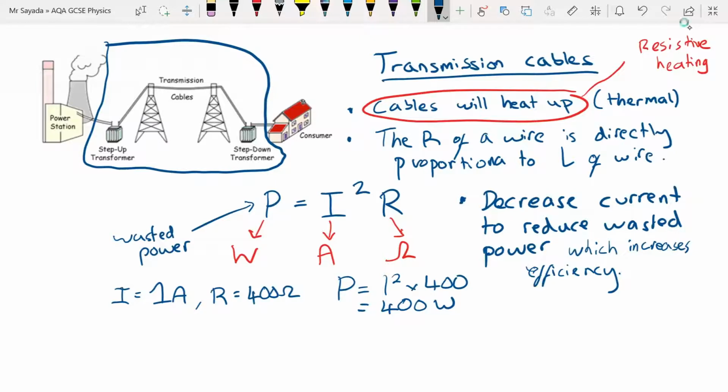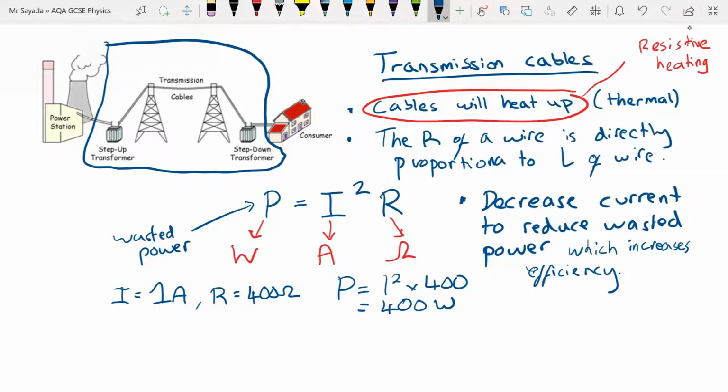400 watts means 400 joules per second. That's every single second, 400 joules of energy wasted from these cables. Now there's 60 seconds in a minute, 60 minutes in an hour, 24 hours in a day, and these transmission cables are going to be working the whole time. That's going to be a massive amount of wasted energy. So we don't want that. We want to try and make this current as low as possible.